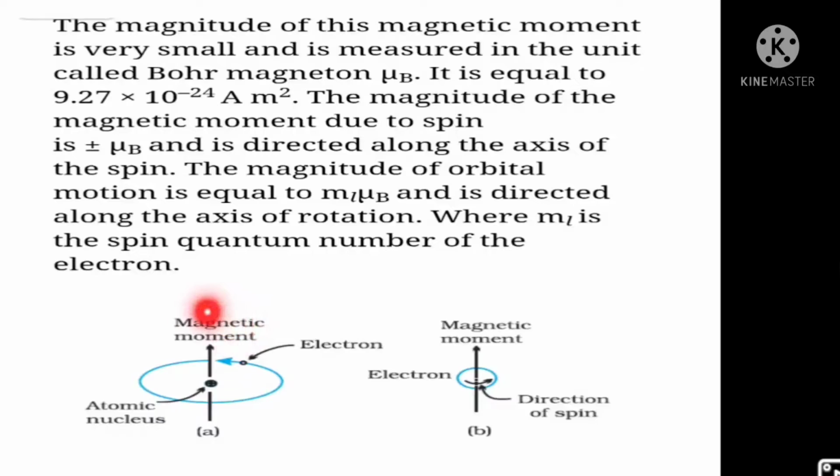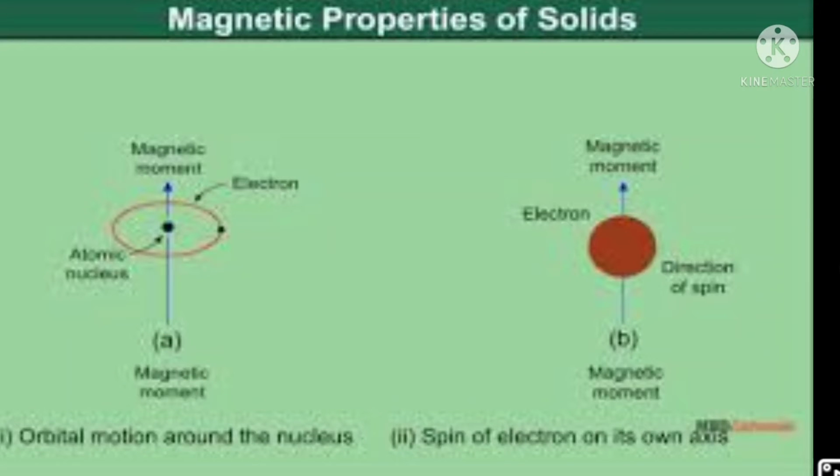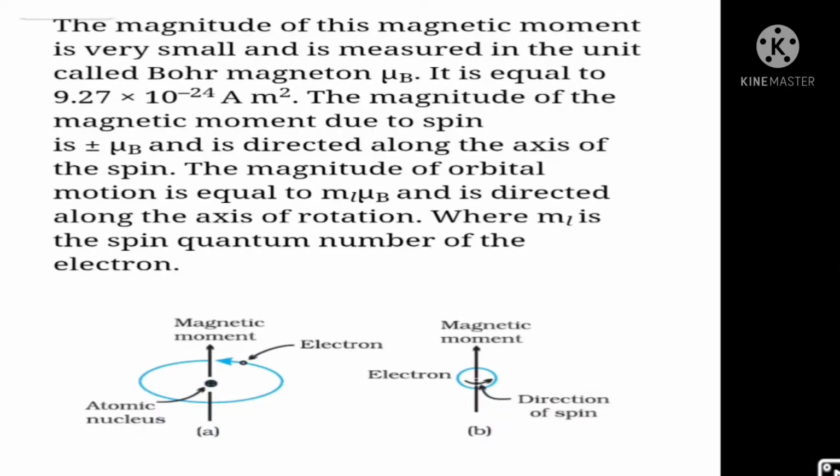A moving electron generates a small magnetic field as well as a magnetic moment. This is orbital motion. The other type of magnetic moment arises from the spin of the electron around its axis. Thus, each electron in an atom may be regarded as a small magnet, having permanent orbital and spin magnetic moments. This is expressed in Bohr magneton.